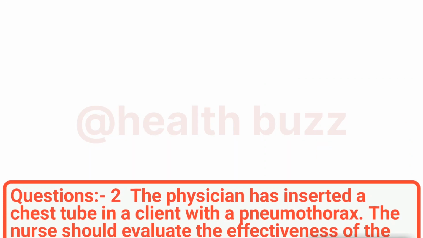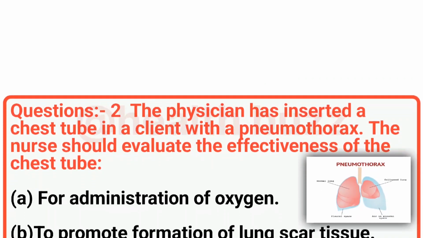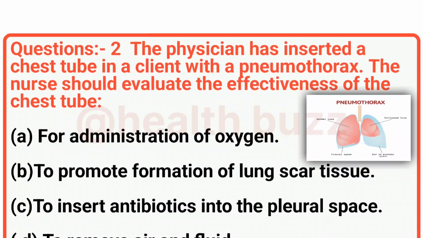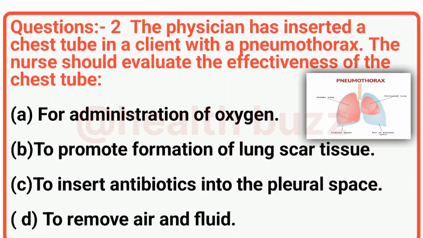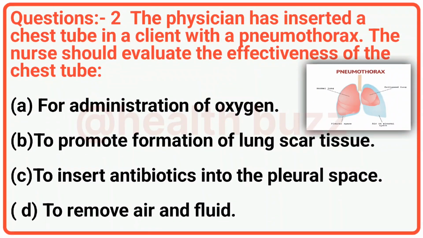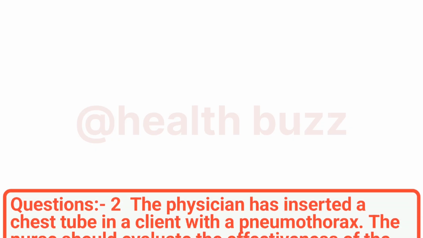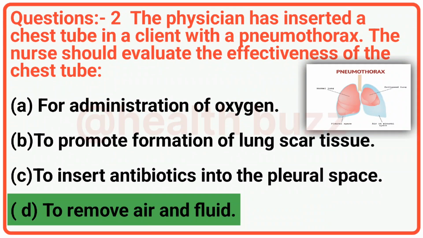Questions 2. The physician has inserted a chest tube in a client with a pneumothorax. The nurse should evaluate the effectiveness of the chest tube. A. For administration of oxygen, B. To promote formation of lung scar tissue, C. To insert antibiotics into the pleural space, D. To remove air and fluid. Right answer is D. To remove air and fluid.